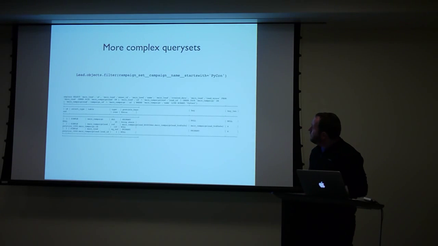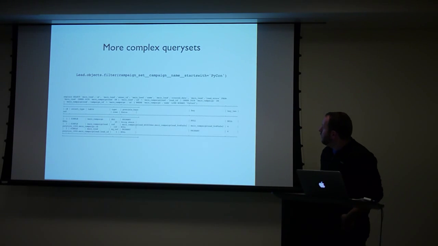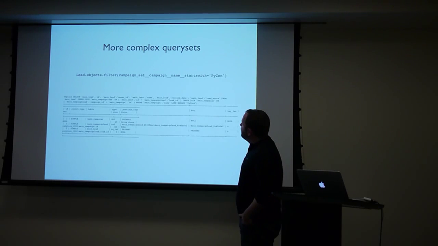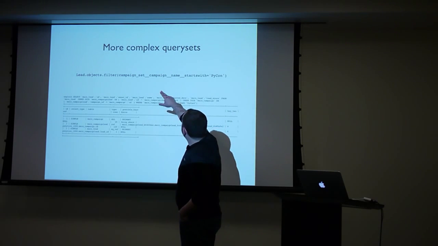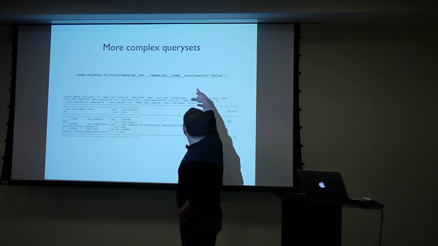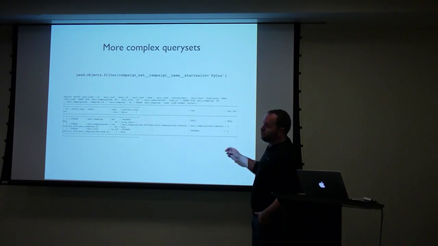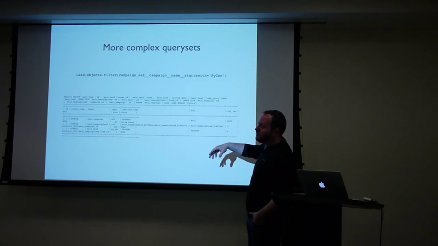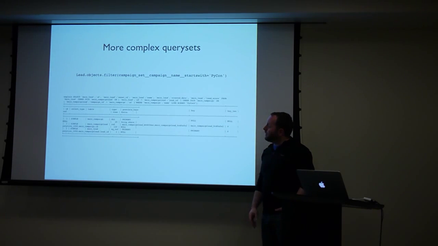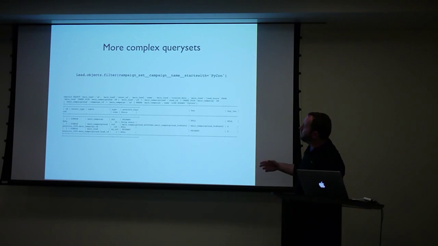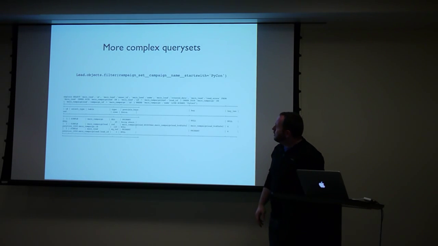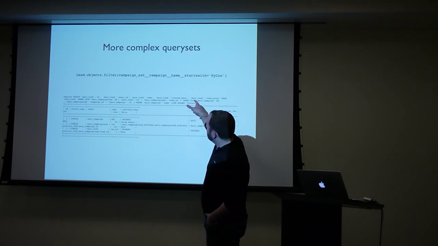All right, so going a little bit more complex. We've got leads, and we want to filter by the campaign name that starts with Python. I have a list of this out here, but there's three campaigns: Python 2010, 2011, 2012 in my campaign list of 25. And this is how you're going to do that filter.